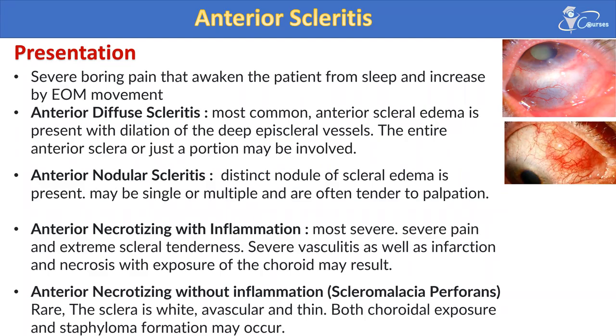Okay. So back to anterior diffuse scleritis, it is the most common, with anterior scleral edema and dilatation of the episcleral vessels. The entire anterior sclera can be affected, in total diffuse anterior scleritis, or it can take only a portion, the same as we mentioned in episcleritis. In anterior nodular scleritis, there will be a distinct nodule, also with scleral edema, and it can be single or multiple and very tender on palpation. So this will be the anterior non-necrotizing scleritis.